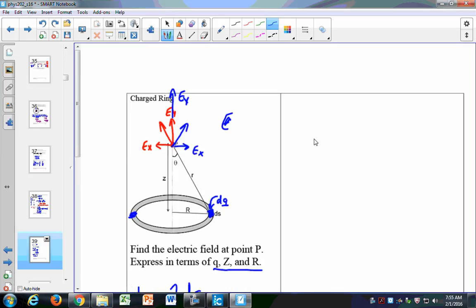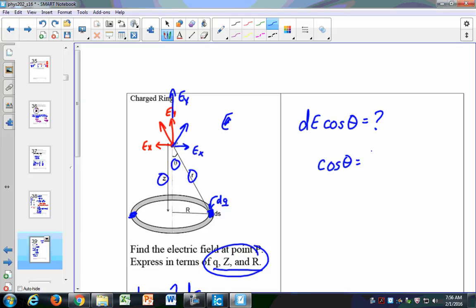So what we're really trying to find now is dE cosine theta. This is what we want to know, and we don't want it in terms of theta. We want it in terms of Q, Z, and R. So we need to make some expression for theta. The cosine of theta, this is my angle theta, is going to be adjacent over hypotenuse. So it's Z over little r, which is equal to Z over (Z squared plus R squared) to the 1/2.